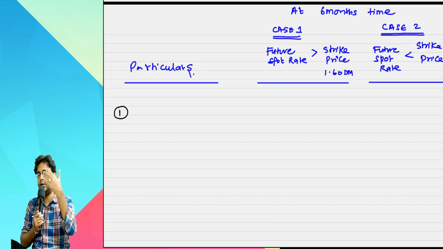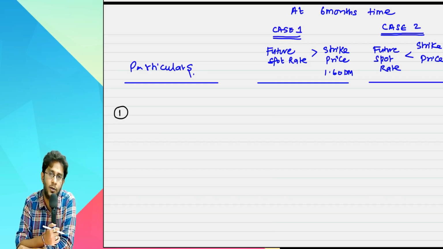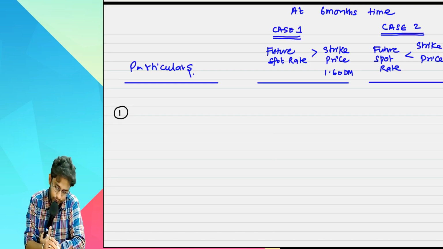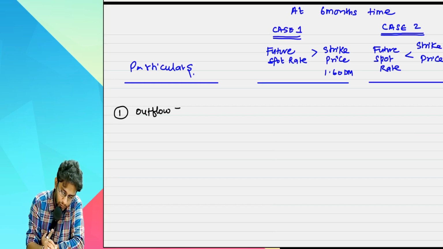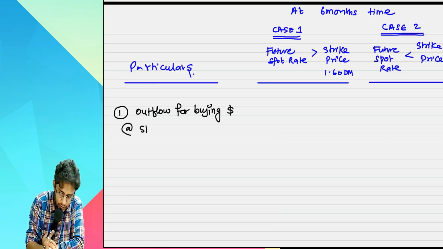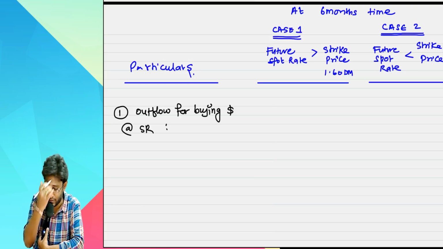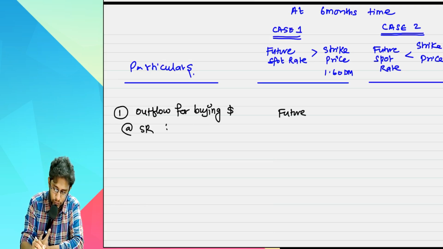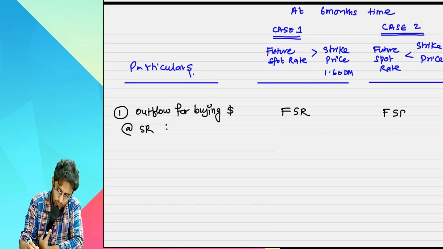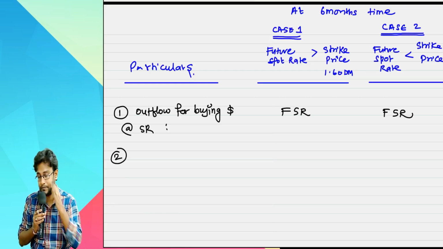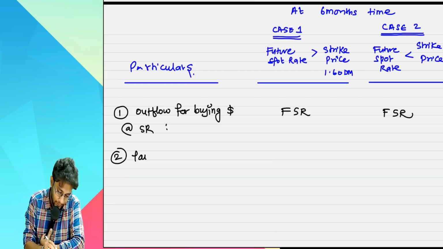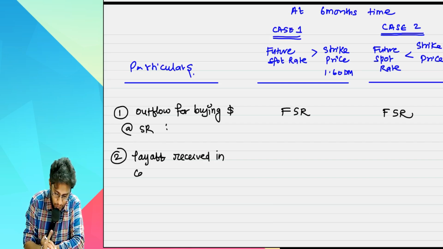Sir, I have to pay dollars to somebody. So option will tell me, sir, can I buy dollar under call option? No, I have to buy dollar at spot rate. So outflow for buying dollars at spot rate. What is the outflow? Spot rate. That is nothing but your future spot rate, or simply we'll write FSR. Here also FSR, outflow. Second, payoff received in call option.